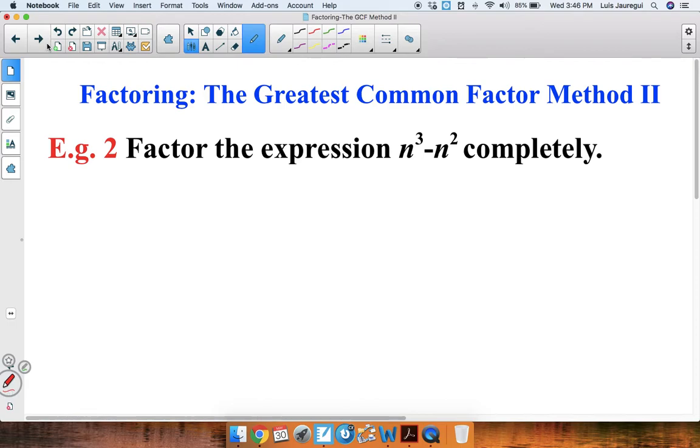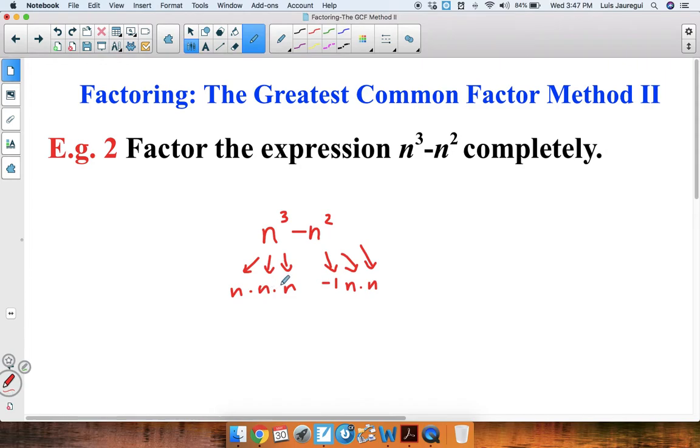Example 2. Factor the expression n cubed minus n squared completely. Once again, notice that this expression consists of two terms. So let's go ahead and factor each term individually. The n cubed can be factored as n times n times n, whereas the negative n squared can be factored as negative 1 times n times n.